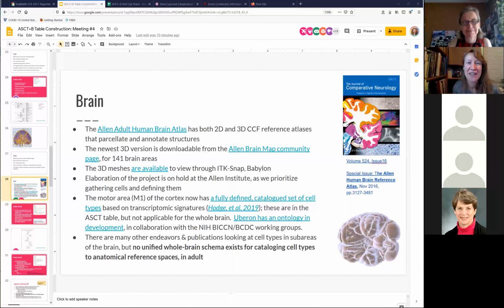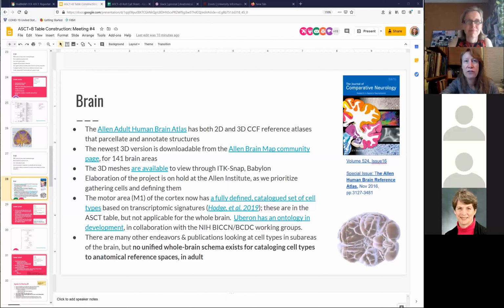We have things like neurons and non-neurons, and one of the challenges is that we don't yet have those anatomical definitions for the whole brain. What we do have is the motor cortex, where we have those cell type definitions. And I have linked out the most recent paper that defines those here.